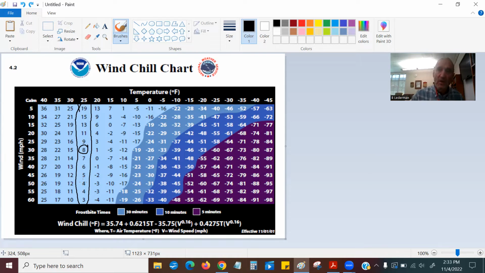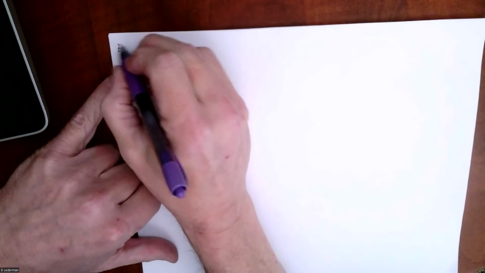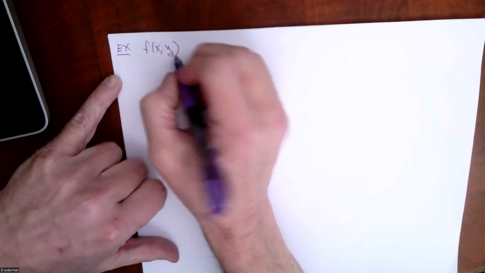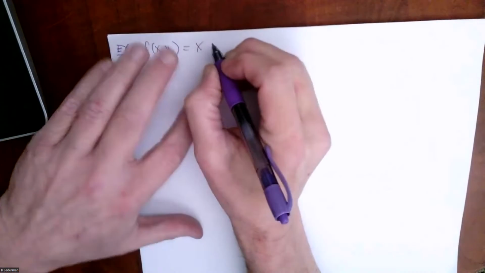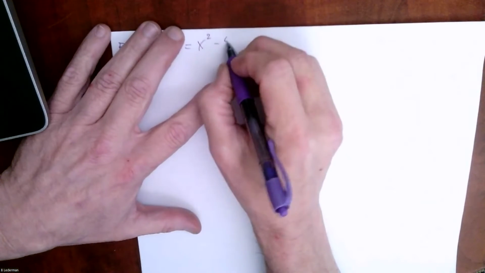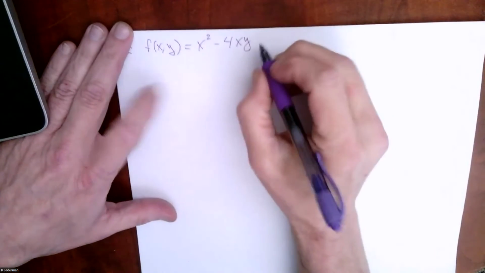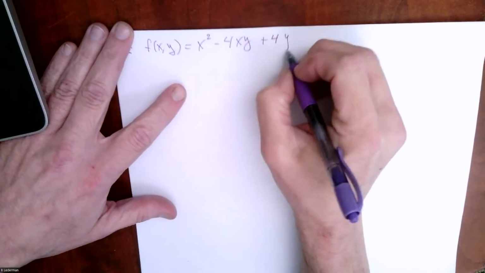So now I'm gonna show you some x's and y's and stuff like that, and show you how to figure this stuff out. So I'm gonna go to our other camera. Okay, so here we go. Let's say we have a function f of x comma y equals x squared minus 4xy. I'm sorry, my finger's in the way, plus 4y squared.